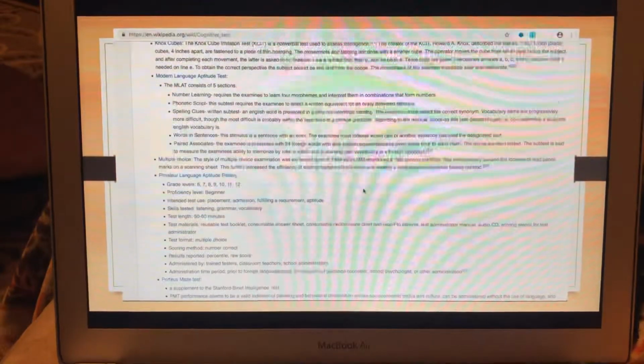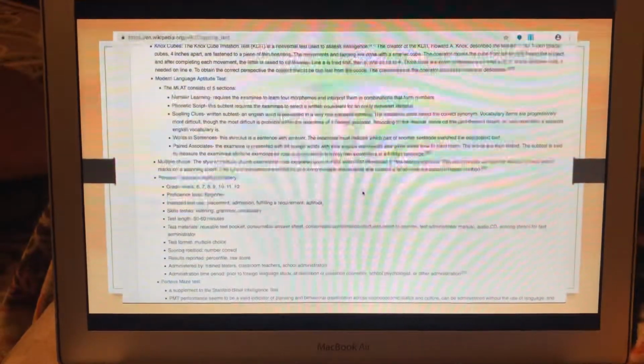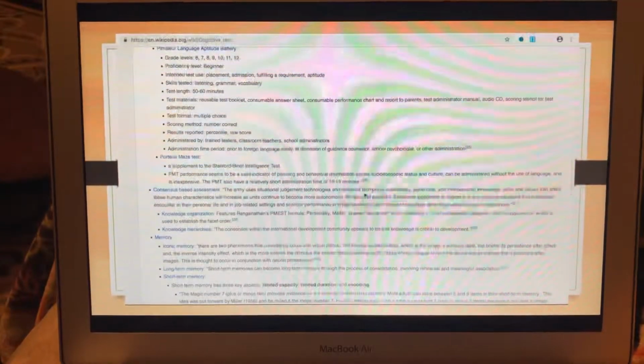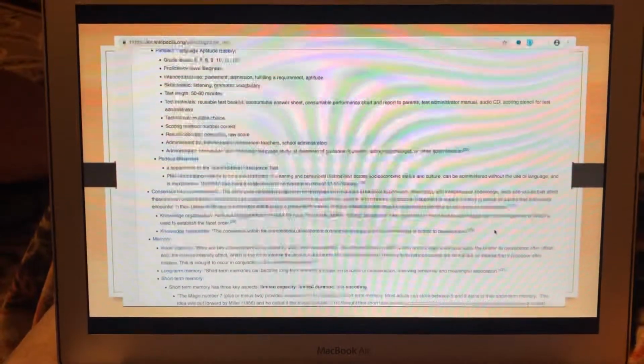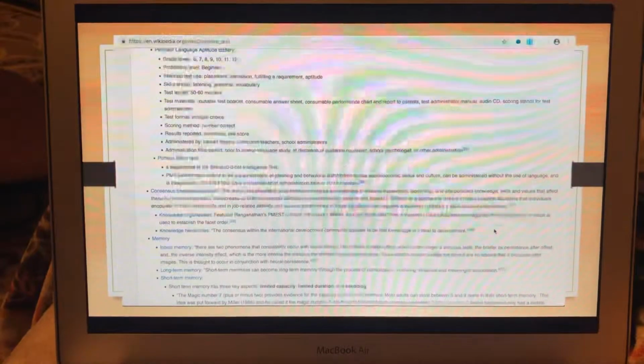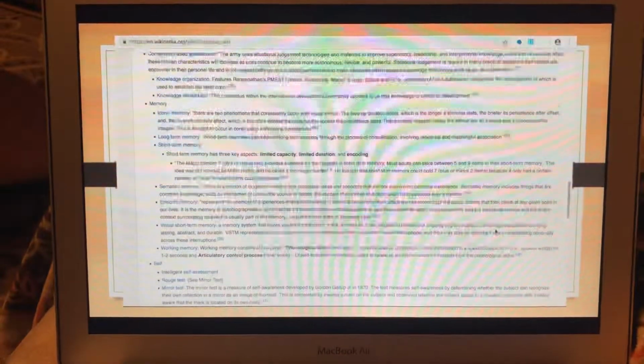We also have the Pimsleur Language Aptitude Battery and the Portis-Mays test, as well as the consensus-based assessment, which is one that can be used by the government and other government agencies.